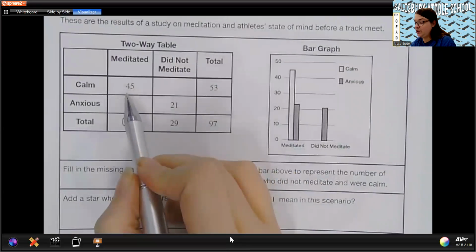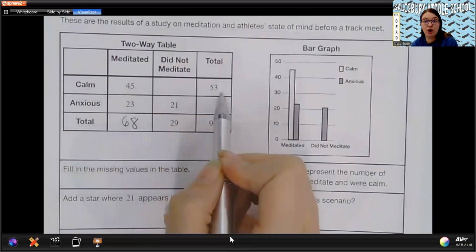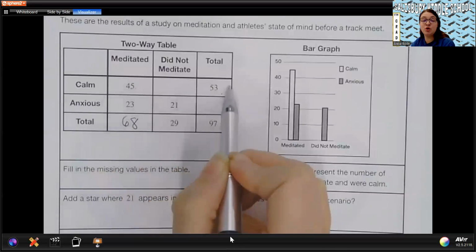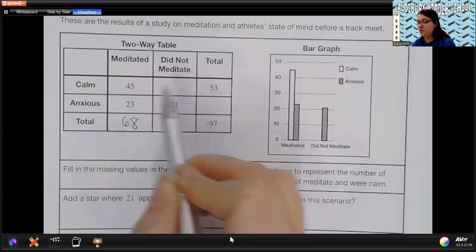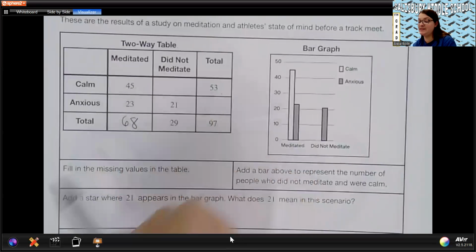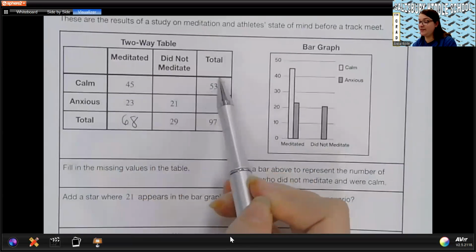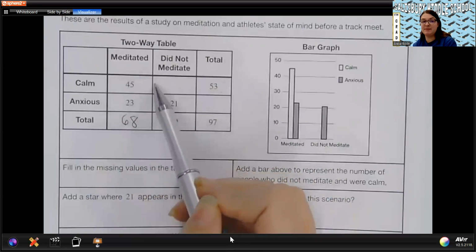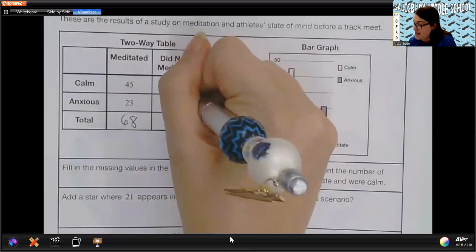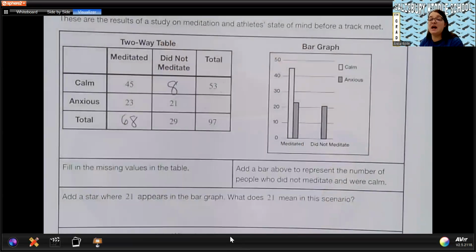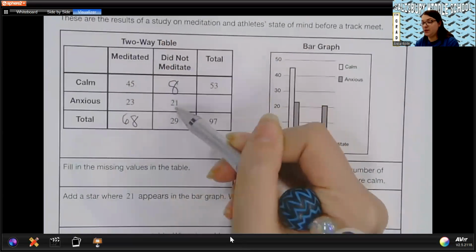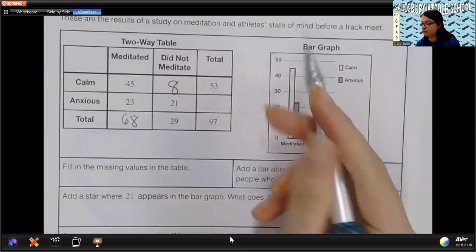Then if I wanted to figure out how many athletes were calm before their track meet, we know the total amount that was calm is 53. We know that 45 of those 53 meditated. We do not know how many did not meditate. And to figure that out, we're going to take the total and subtract it by the amount that meditated. So 53 minus 45 gives us 8 athletes that did not meditate, but were still calm. Again, to check our work, we could do 8 plus 21 gives us 29.